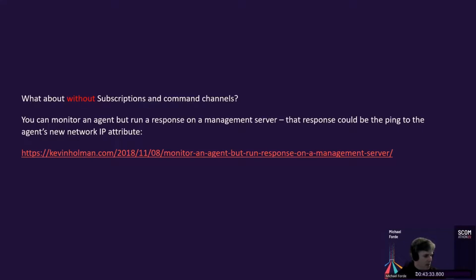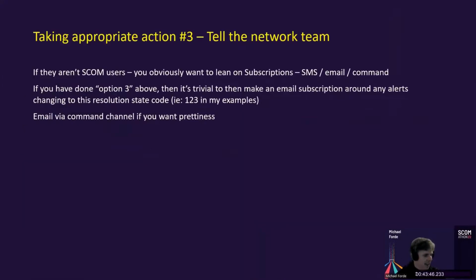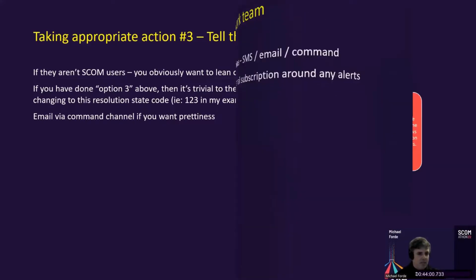What about without subscription command channels? I'm sure no one's shocked when I say Kevin Holman has a great article about this. So yes, it's possible to monitor an agent but run a response on a management server. Taking appropriate action, telling the network team. Of course, once all this has happened, you can tell the network team via another email subscription based off this, say this 123 number, if you want. Command channel for prettiness, if you don't want to use the built-in email stuff.